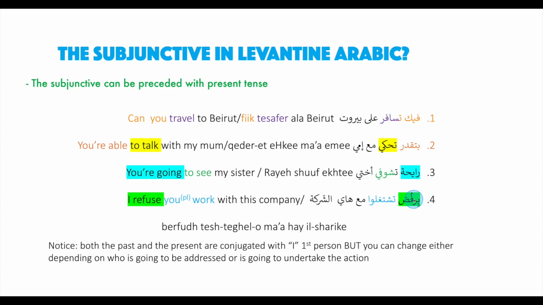So here the first part is in the present tense, conjugated with I refuse. تشتغلوا, you group of people work, is conjugated with you, group of people. So: I refuse, you work. برفض تشتغلوا. So you could change the conjugation for both parts of the verbs. It could be either past, present, or present, present. And you could conjugate both with any subject pronouns, depending on who you want to address or who you want to undertake the action.